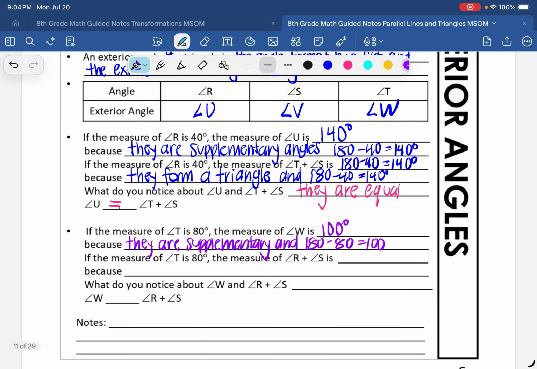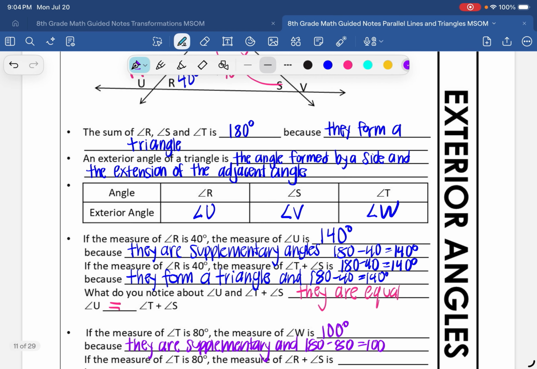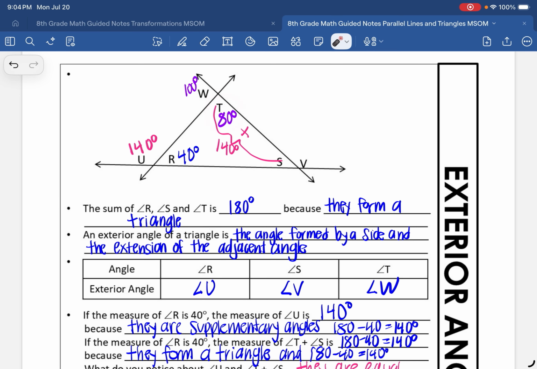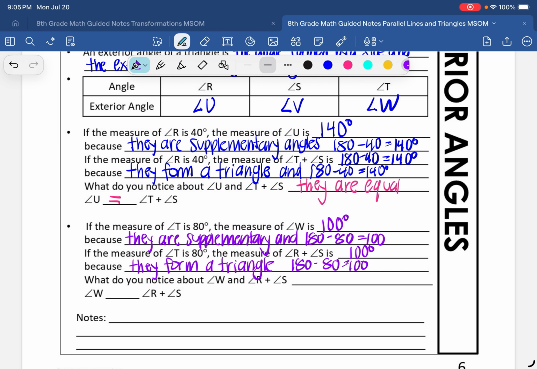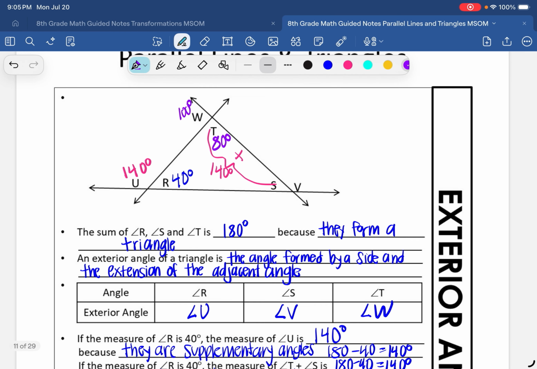If the measure of angle t is 80, then the measure of angle r plus s is... so we know that the measure of r plus s has to also be 180 minus 80 because they form a triangle. So summing these two together will be 100 as well. What do you notice about angle w and angle r plus s?